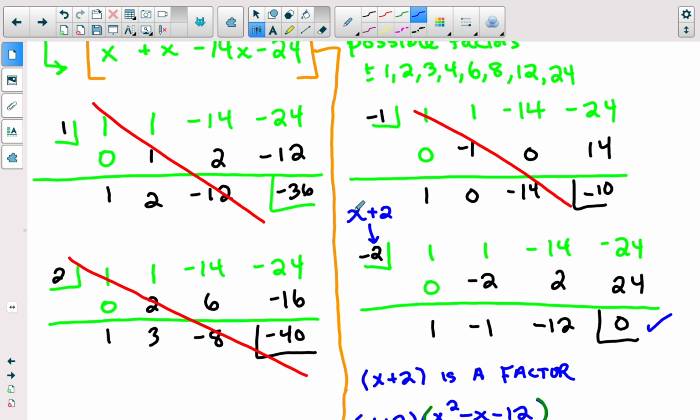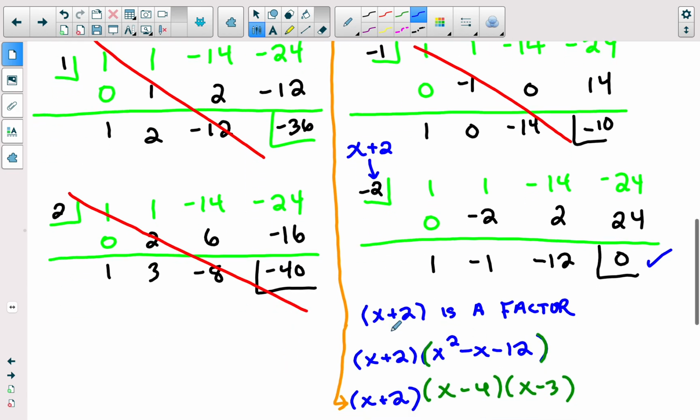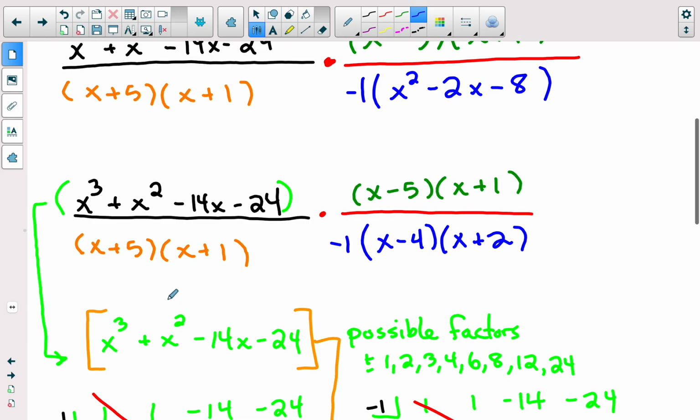exists. And now I have a quadratic corresponding factor, right? X squared minus x minus 12. I'm going to continue to factor that. X plus 2, x minus 4, x minus 3, right? So that is what this polynomial is going to factor into.